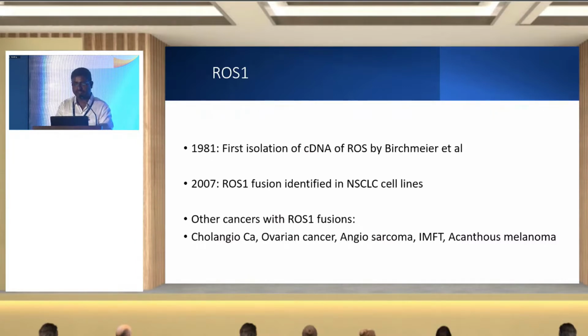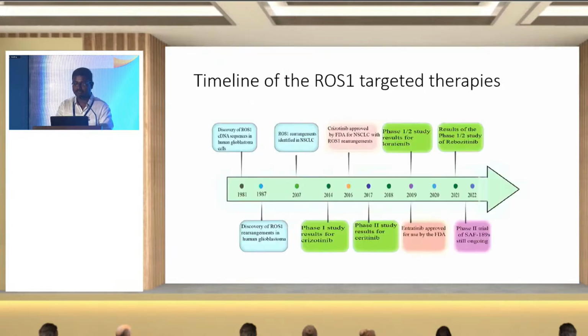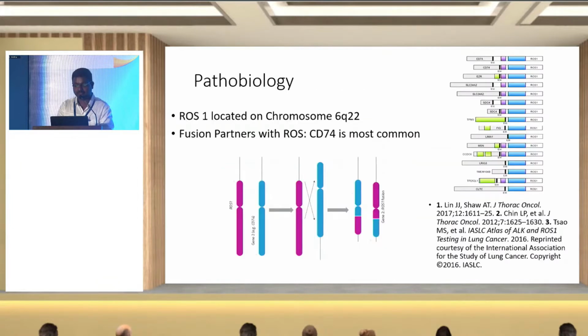So what are the cancers with the ROS1 fusions? Cholangiocarcinoma, ovarian cancer, IMT, and Spitz melanoma. So this is the timeline of ROS1 targeted therapies. We have seen the 1987 timeline, and then initially crizotinib, followed by ceritinib, and then lorlatinib. All these were evaluated, and then came the approval of entrectinib.